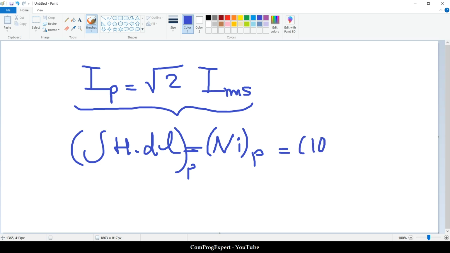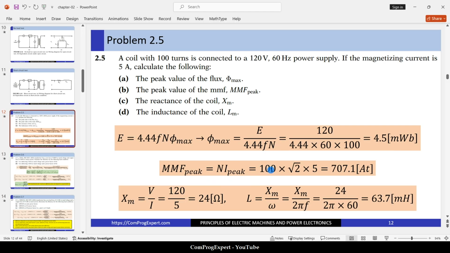So this is 100 times I peak. If you replace the numbers here, 100 turns times square root of 2 times 5, this is the peak value of the magnetomotive force. So consider these terms, the phi max, as peak values, right? Otherwise, you calculate the numbers wrong. These are RMS values given in the problem.